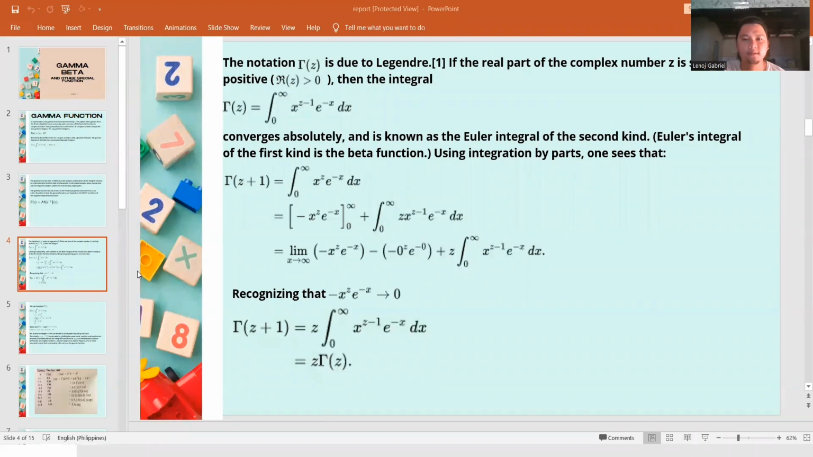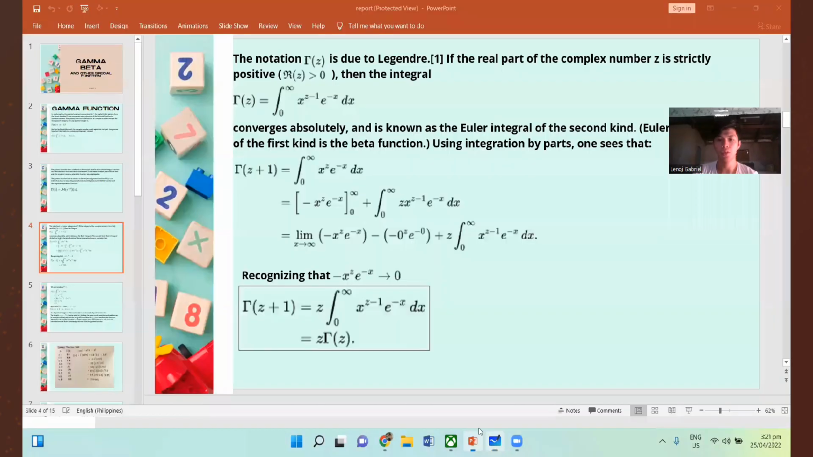The next slide is presented by Mr. Junel. So now we continue the discussion.